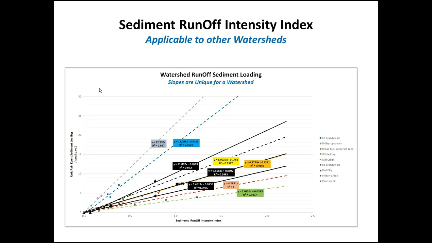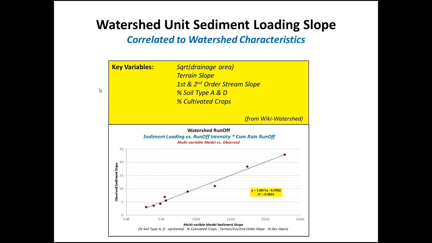So when I look at this, the first thought was, okay, these slopes are unique for this particular watershed, but is there a correlation between watersheds? And so I ran a multivariable analysis with the drainage area of the watershed, the square root, terrain slope, the slope of the first and second order streams and tributaries that make up that stream, and the percentage of soil type that's A and D. Just to remember, soil type A is very high infiltration. Soil type D is very low. So very low means very high runoff. And then the percent of cultivated crops.